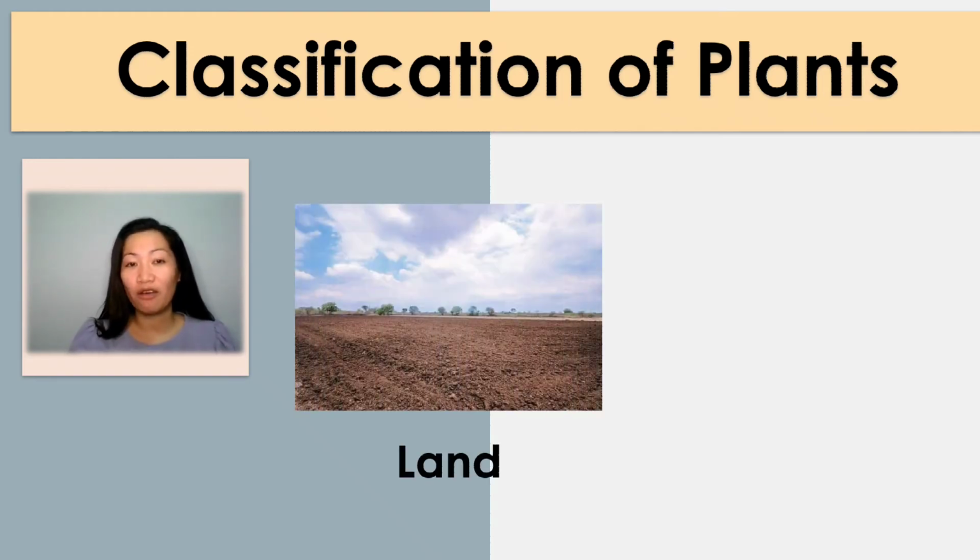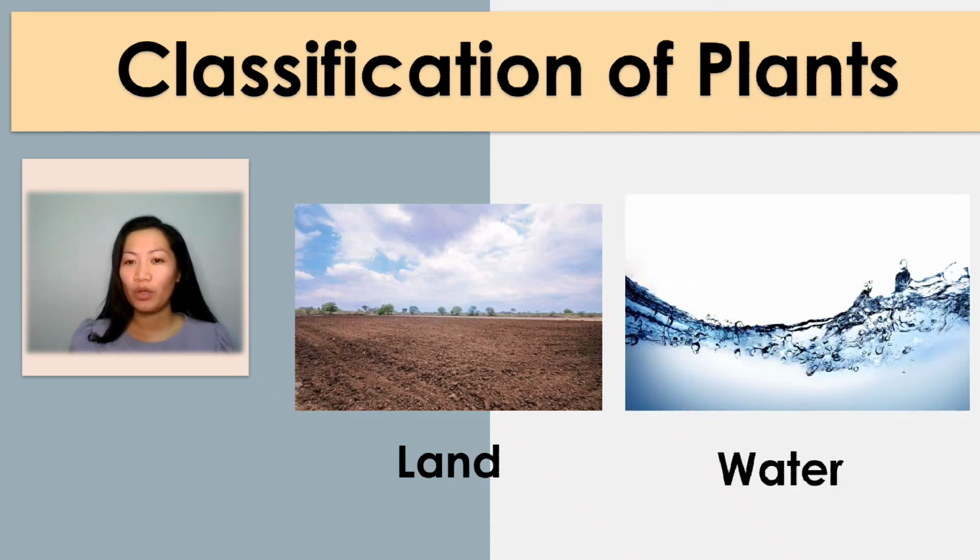Alright, so we have land. Can you say it with me? Land. We have also water. Again, water. So we will be classifying plants according to the place that they grow. There are plants that grow in the land, and there are also plants that grow in the water.